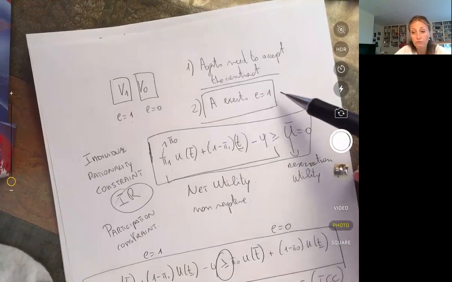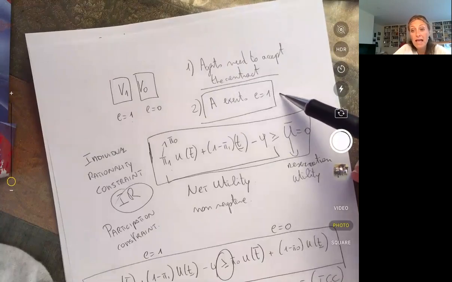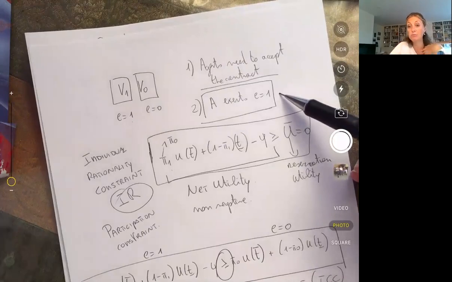Now, if you think about what we were saying before, if I know for sure that I can verify the effort of the agent as a principal, I know that the agent has no incentive to cheat. Why? Because I can see him. I can perfectly see what he's doing. So the agent, since there are no asymmetries in information, doesn't have an incentive to cheat.